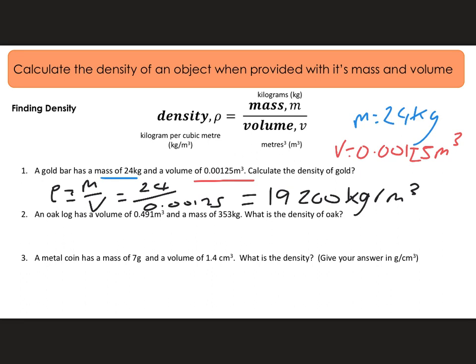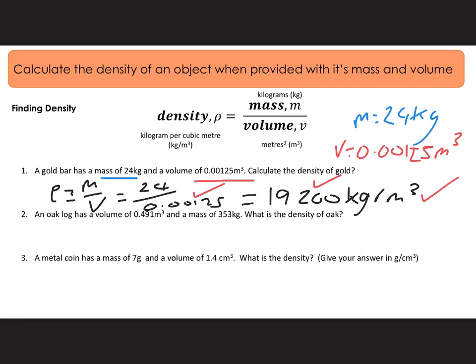So to work out the marks for this question, we get 1 mark here for substituting our numbers in, so 24 over 0.00125. The next mark is for the correct answer of 19,200, and the final mark is for the units kilograms per meter cubed.